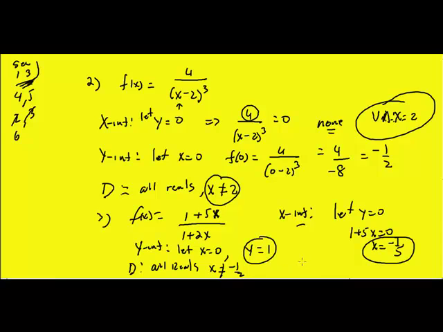Okay, vertical asymptote. Kind of get the idea where the vertical asymptote is, right? Where's the vertical asymptote? When x is equal to negative 1/2. That's why it can't be part of the domain.